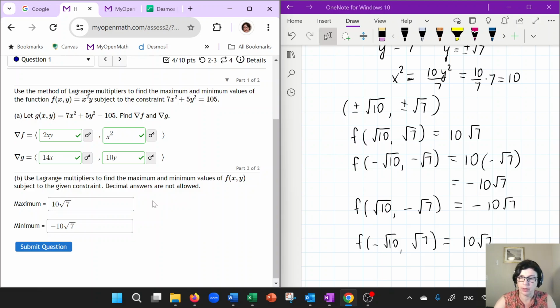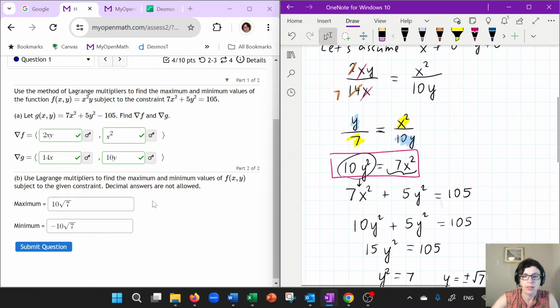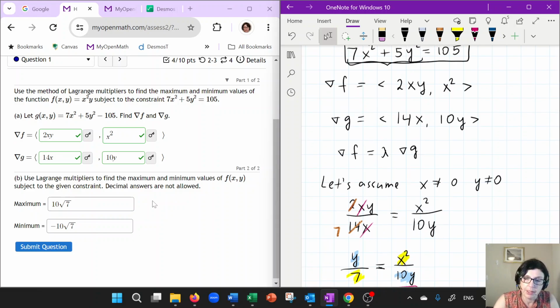Now, you could say, okay, well, hello, you did not check what if either x or y is 0, right? Like, what would happen? Well, here's the deal. If x is 0, then the function f at 0, when x is 0, it will be 0, right? And if y is 0, then again, our function is also going to be 0. But that's not going to be a maximum or a minimum, because we already know that at other points that satisfy the constraint, we got a larger value. We got 10 square root of 7, and we got negative 10 square root of 7. So the max or the min will not occur when x is 0 or y is 0. So we don't really have to worry about those values at all. Okay, so we are basically done.